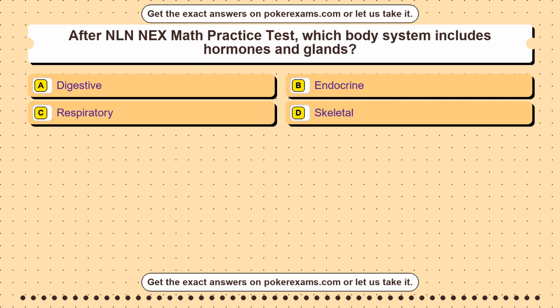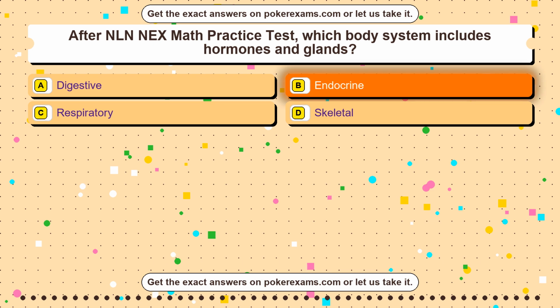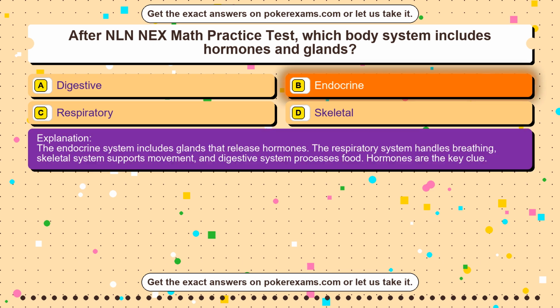Question 36. After NLN NEX Math Practice Test, which body system includes hormones and glands? Option A. Digestive. Option B. Endocrine. Option C. Respiratory. Option D. Skeletal. The correct answer is option B. Endocrine. The endocrine system includes glands that release hormones. The respiratory system handles breathing, skeletal system supports movement, and digestive system processes food. Hormones are the key clue.